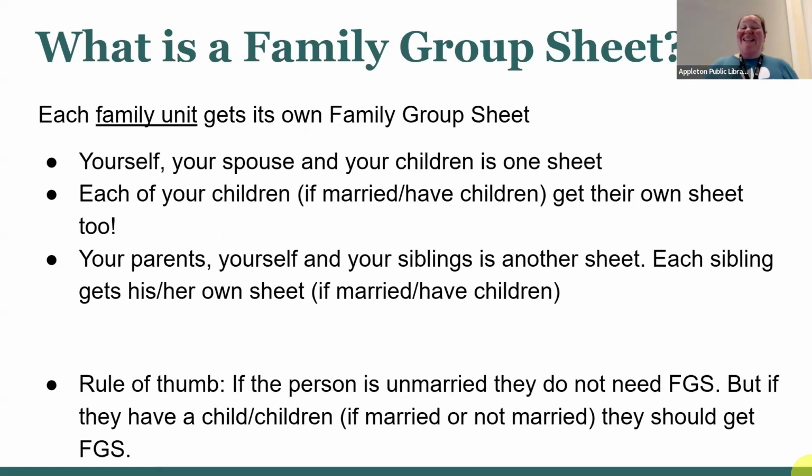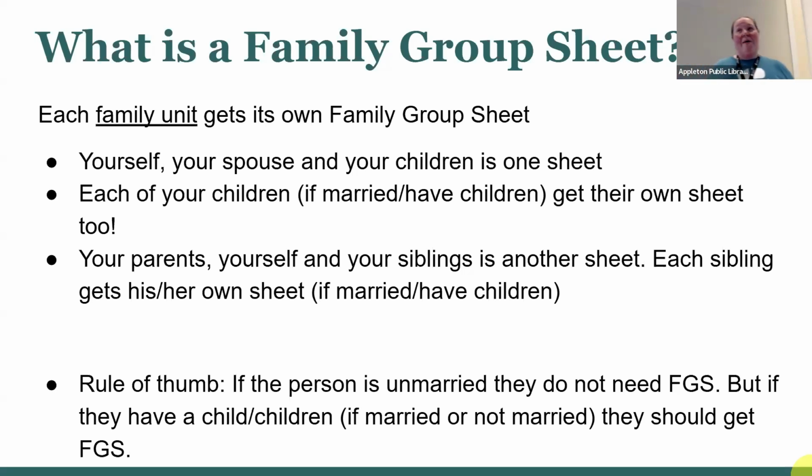So with the family group sheet, each family unit is going to get its own family group sheet. So yourself, your spouse, your children, that's going to be one sheet. Then each of your children, if your children are married or have children, get their own sheet because that's another family unit. Your parents, yourself, your siblings, that's going to be on another sheet. And then each of your siblings gets his or her own sheet because, again, if they're married or they have children, they are a different family unit, even though you're all connected.